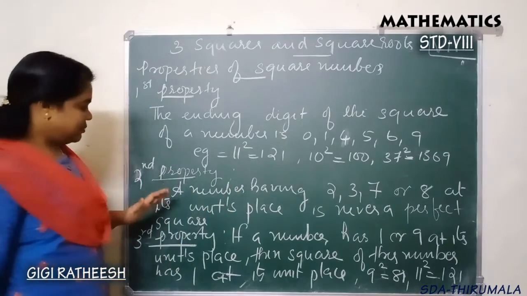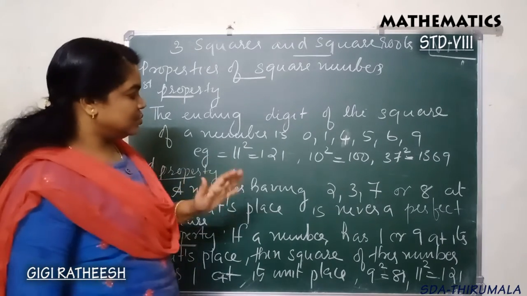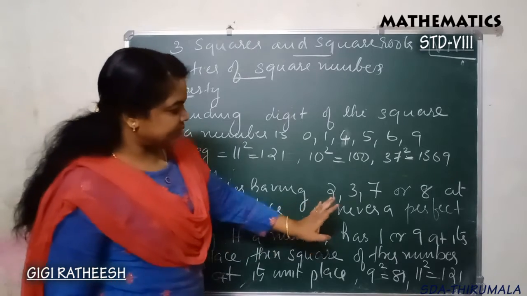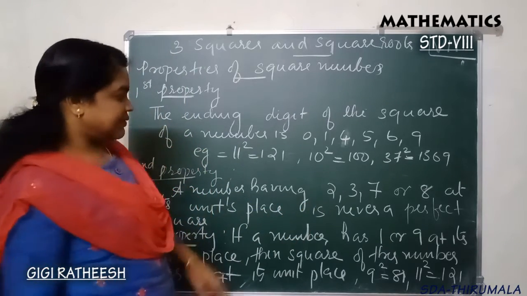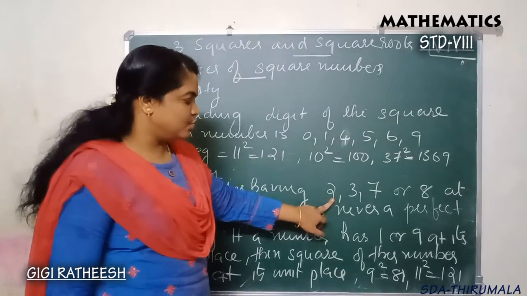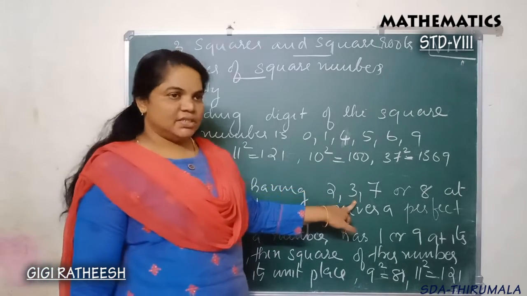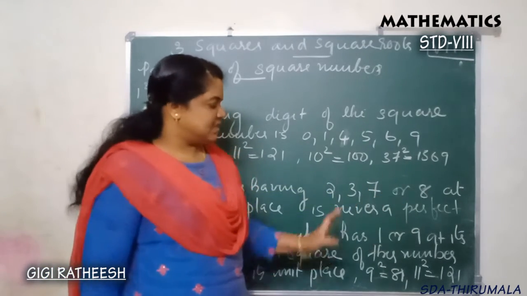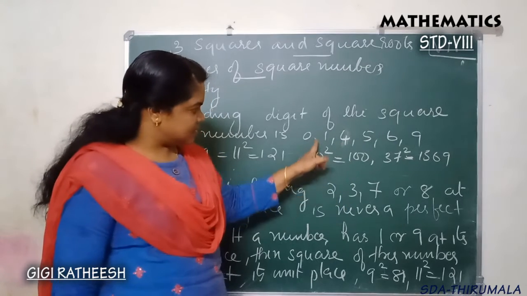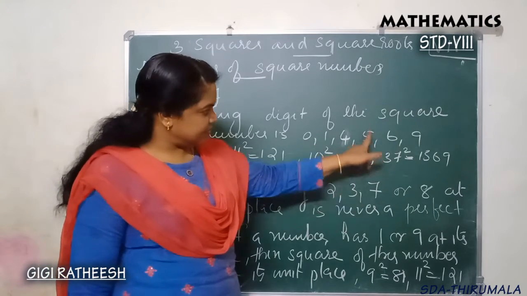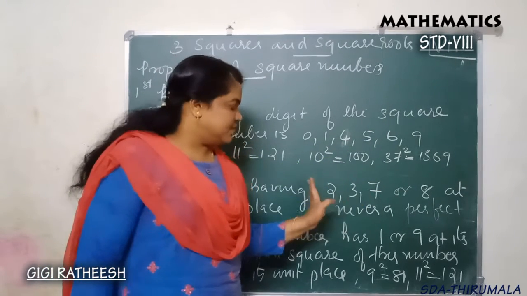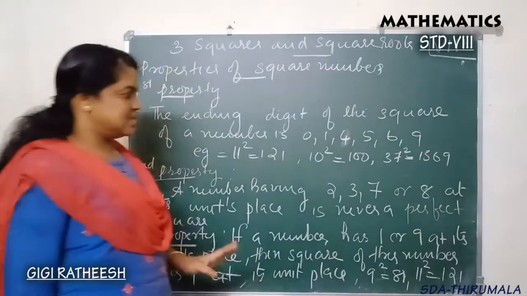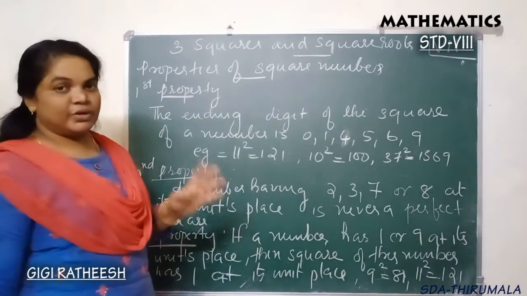The second property is that a number having 2, 3, 7 or 8 at its unit place is never a perfect square. For example, numbers like 432 and 563 end with 2 or 3, and then 7 or 8. These 4 digits, 2, 3, 7 and 8, are not the ending digits of a square. If a number ends with these 4 digits, 2, 3, 7, 8, it is never a perfect square.